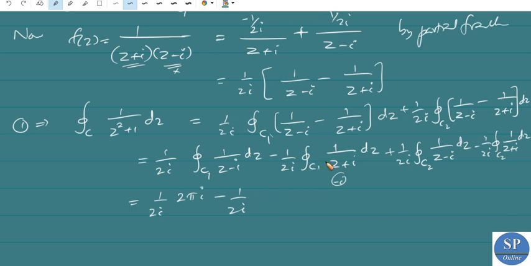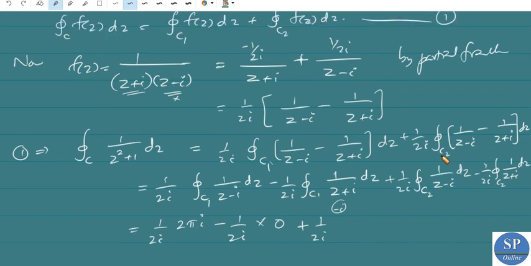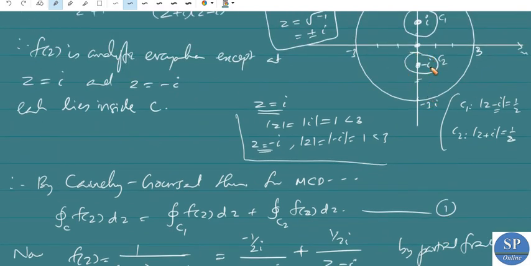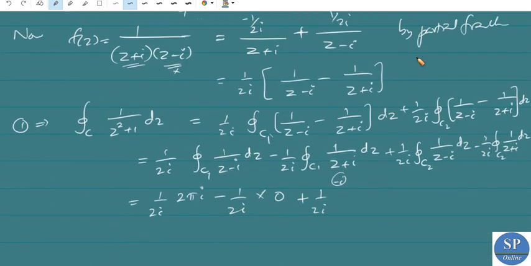So by Cauchy-Goursat theorem this integral will be 0. Cauchy-Goursat theorem for simply connected domain. Okay, this will be 0 plus 1 by 2i into the integral over C2. Here the integrand is 1 by z minus i, and it is not analytic only at the point z equal to i. So C2 is here and i is outside C2. So this integral will be 0.